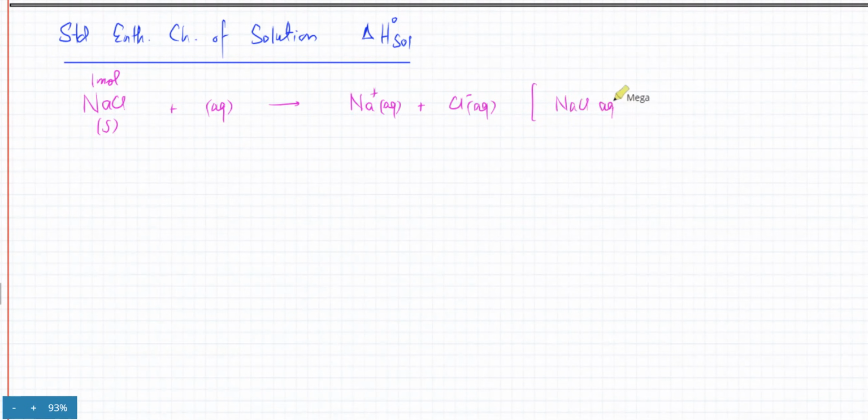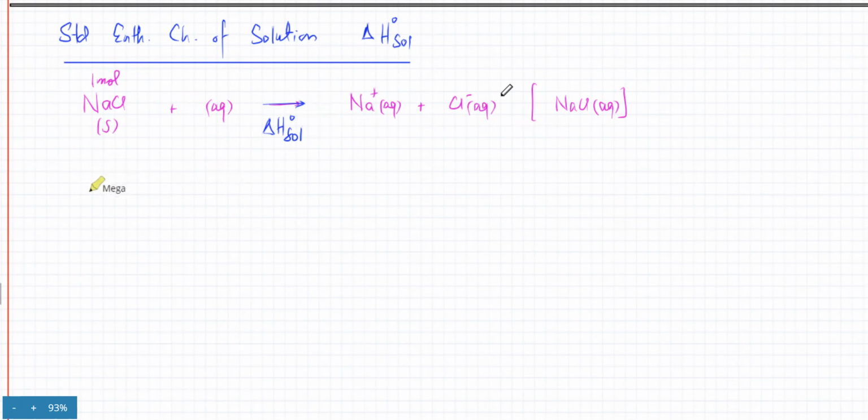This is kind of important. Just make sure you know this, because a lot of questions try to confuse you with this. Remember, NaCl aqueous and Na+ aqueous plus Cl- aqueous, that's the same thing. So as long as 1 mole of a substance is getting dissolved, that is going to be known as the standard enthalpy change of solution. And it could be endo or it could be exo, and it could be any substance.